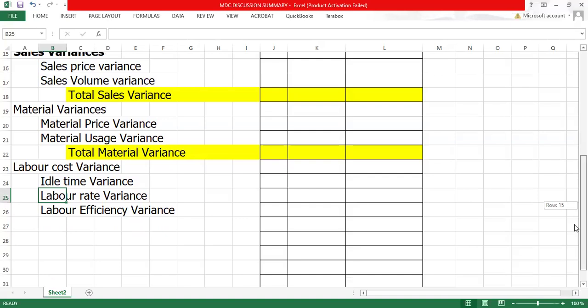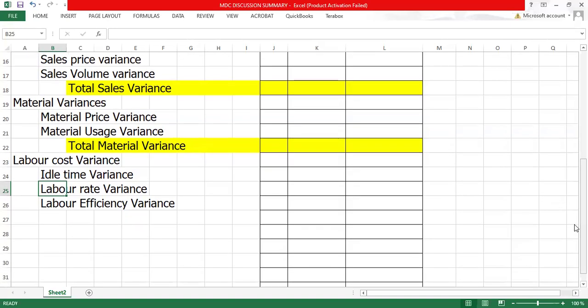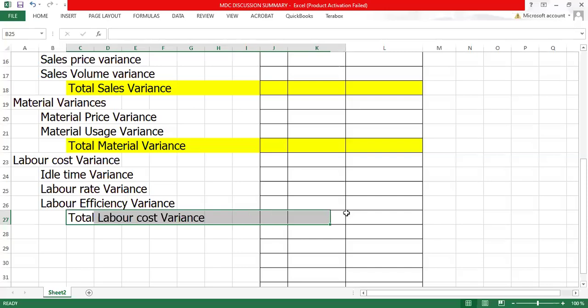You may have labor mix and labor yield if a company is using different categories of workers, semi-skilled, skilled, casual workers. If they have categorized, then you also need to think about labor mix and labor yield. Okay, so after this, you will have the total labor cost variance. You will need that.